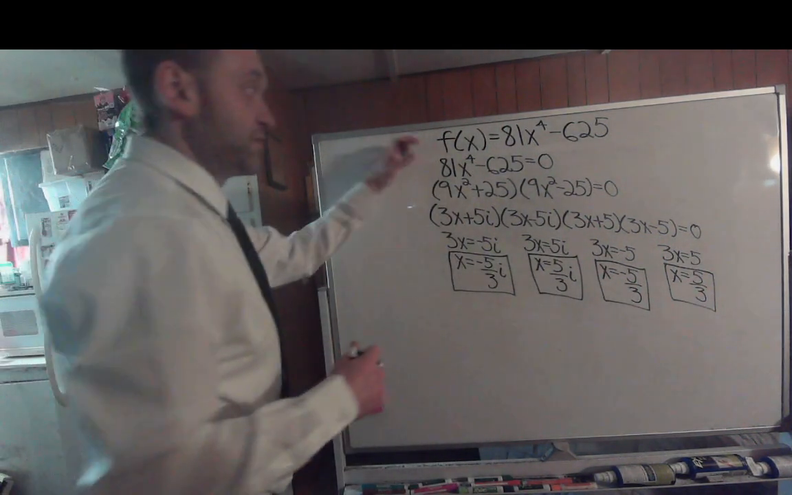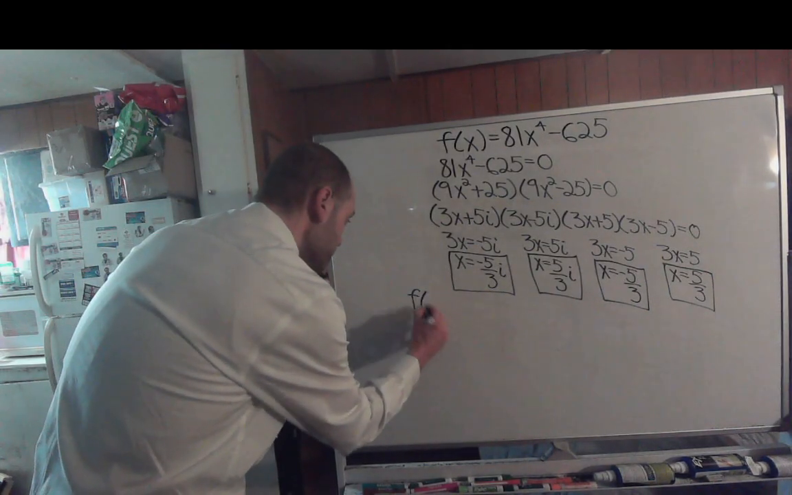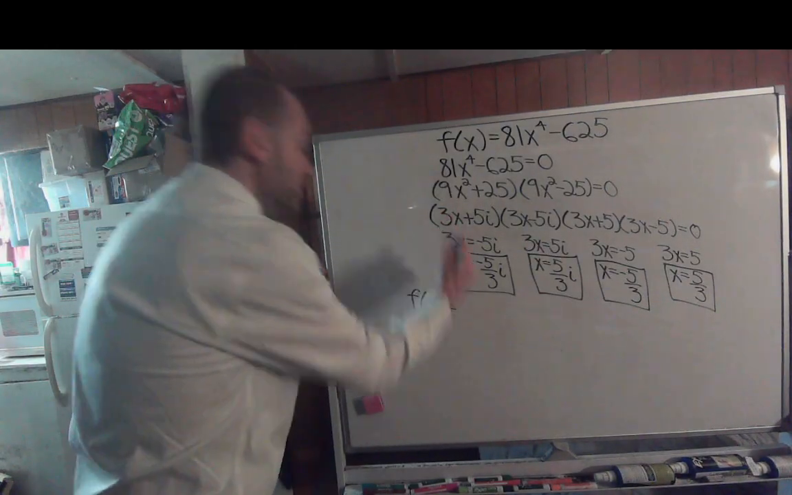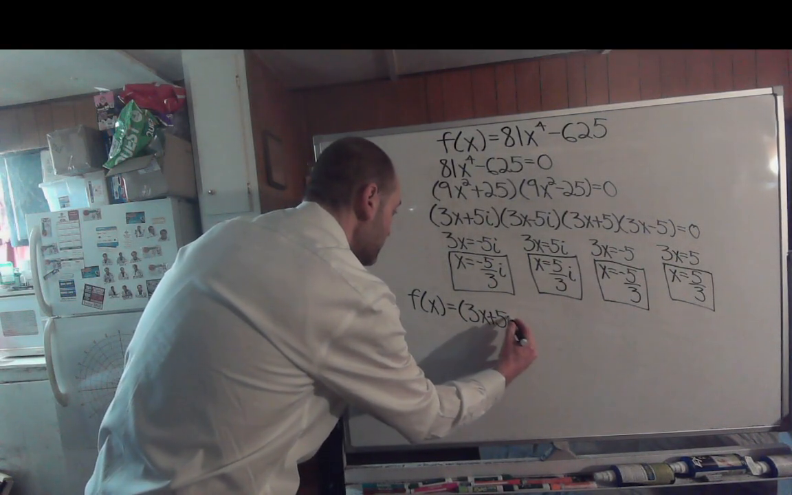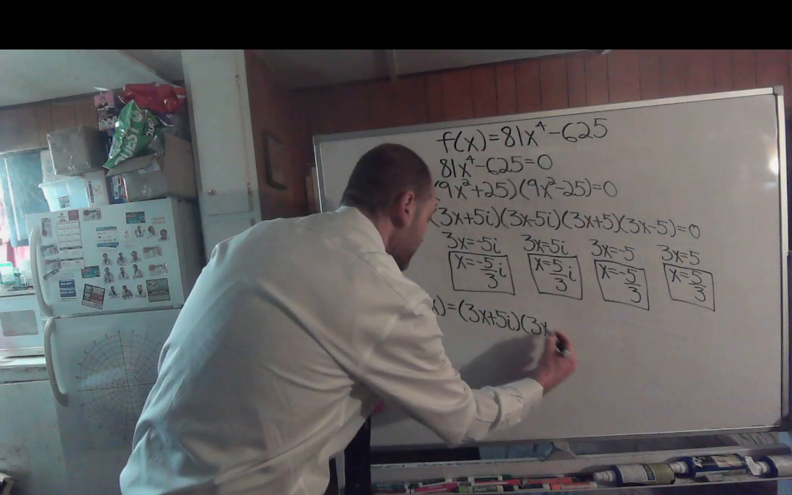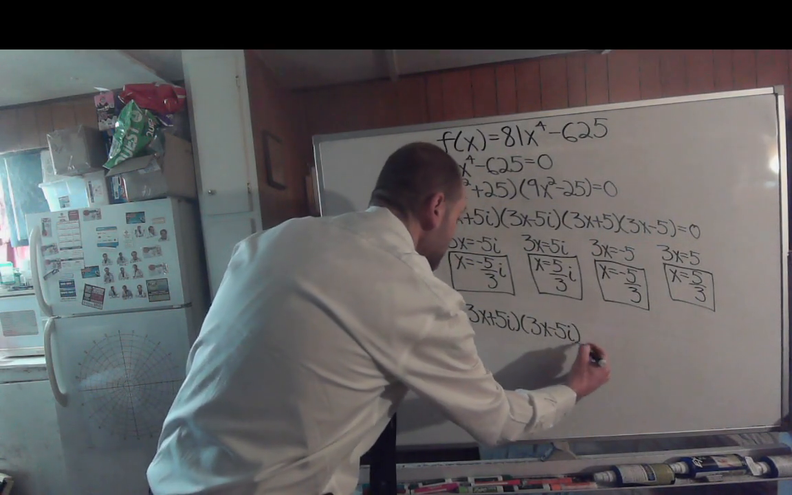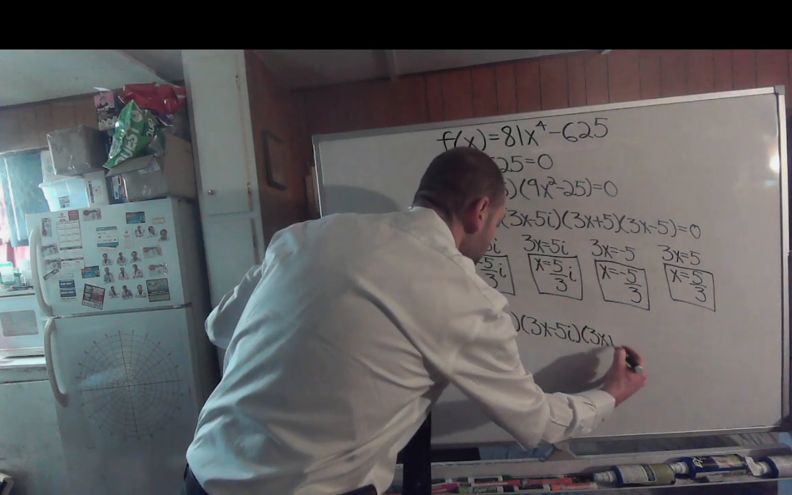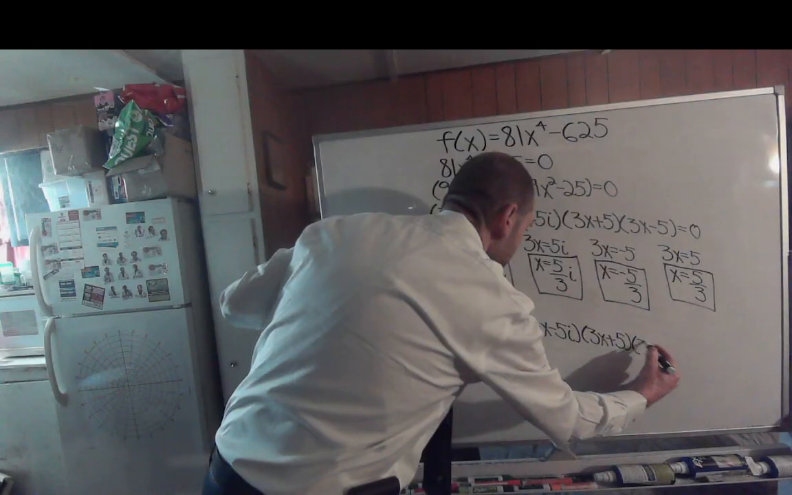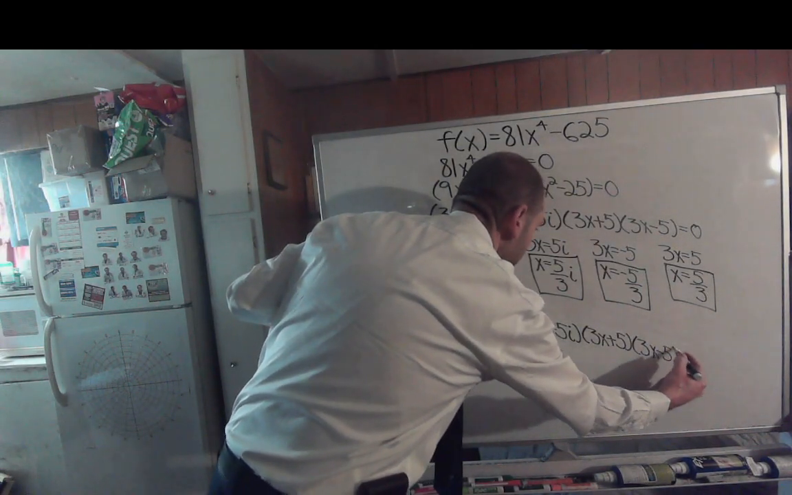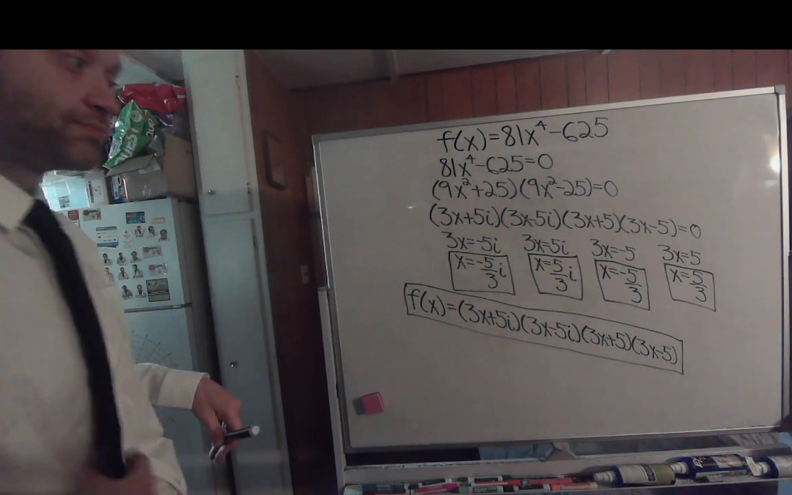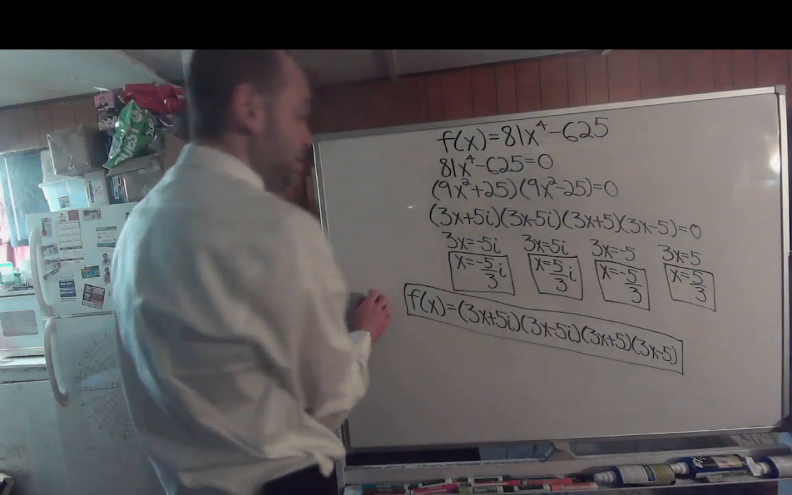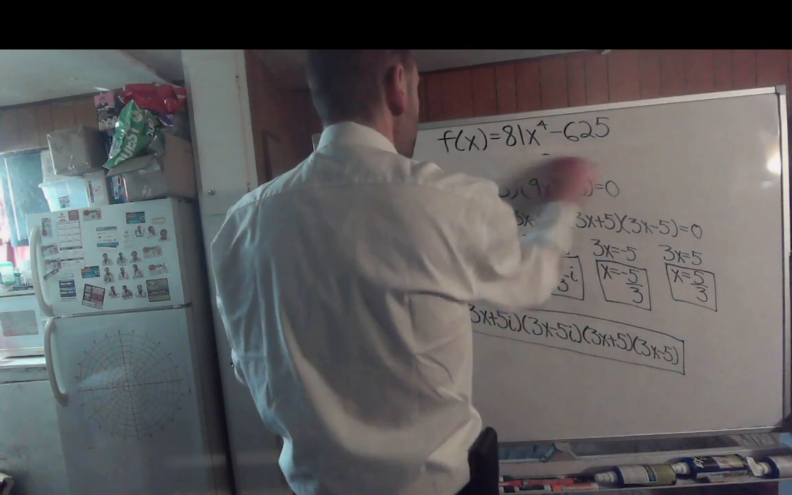And then we can write this function as a product of linear factors. So f of x would equal that 3x plus 5i times 3x minus 5i times 3x plus 5 times 3x minus 5. So that's how you would write this as a product of linear factors. All right, let's step this up a little bit.